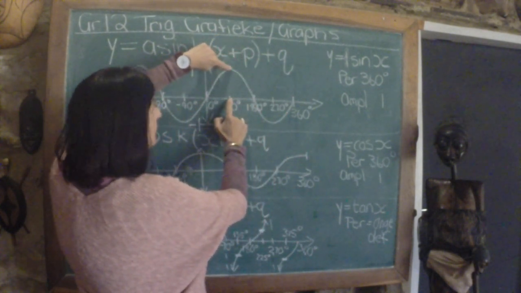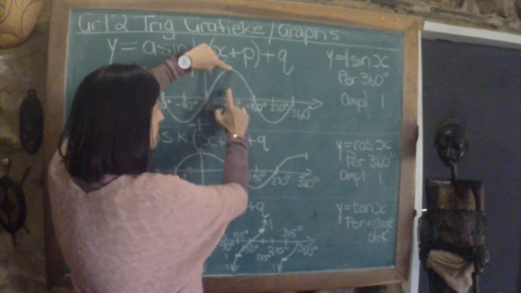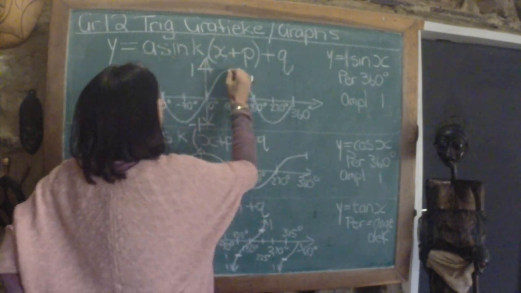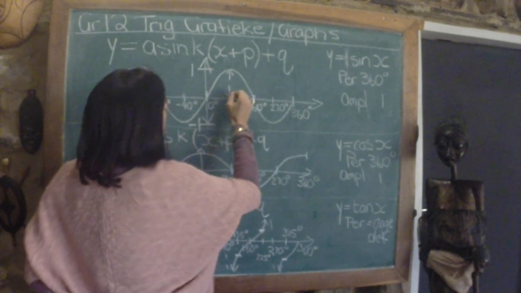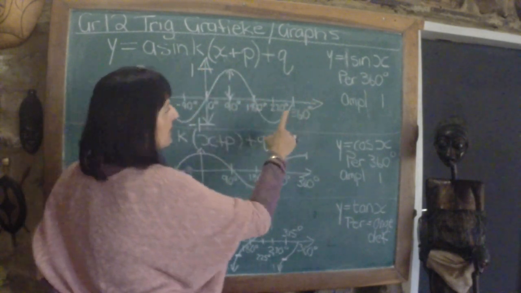And it's not negative because the distance is never negative. So this is the amplitude, and in this case it's 1 because it's the mother function.